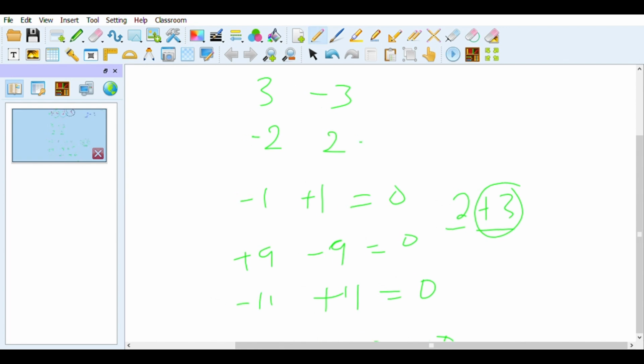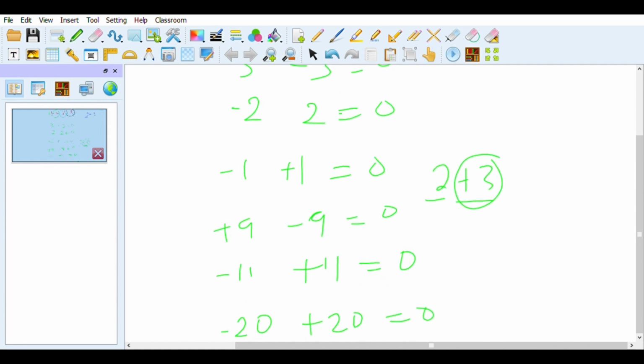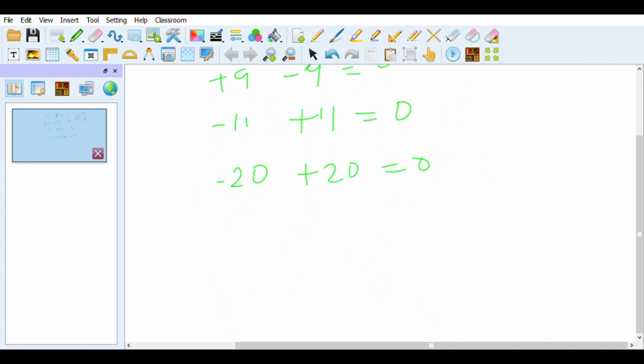Their result is 0. Take note of this, it's very, very important. The result of additive inverses will give you 0. The sum is 0. So minus 11 plus 11 is 0, and plus 11 minus 11 is 0, whichever way they come, whether the minus comes first or the plus comes first. So long as the numbers are additive inverses of each other, their result is going to be 0.